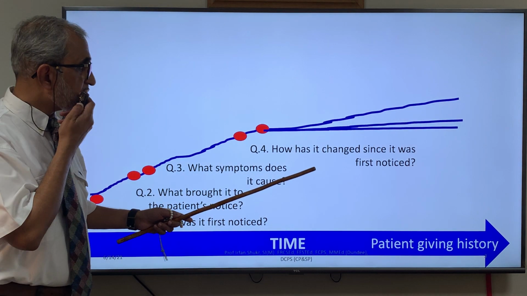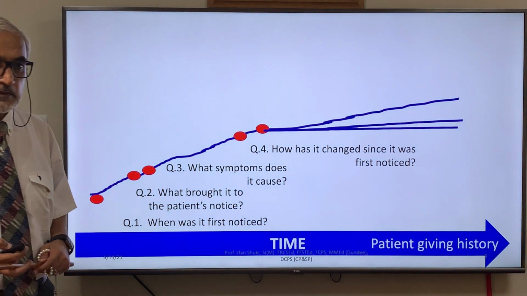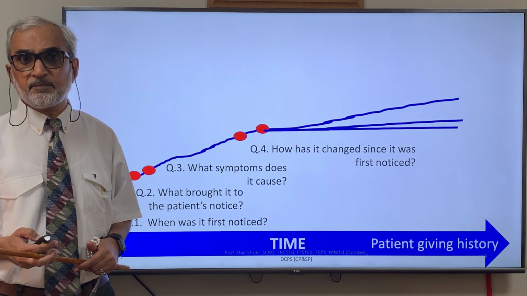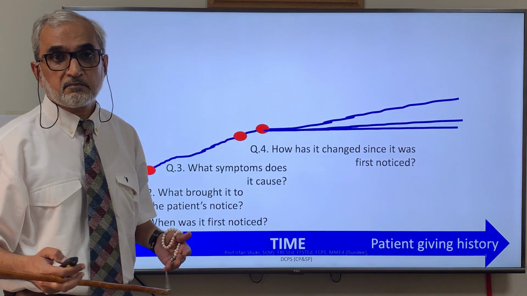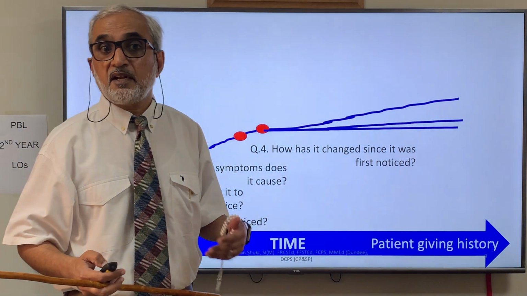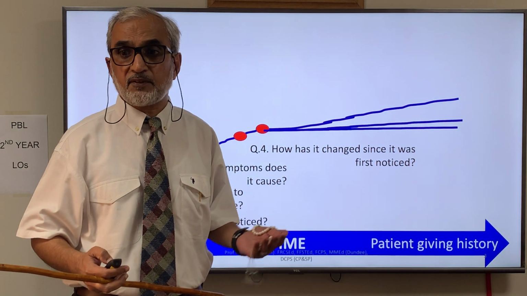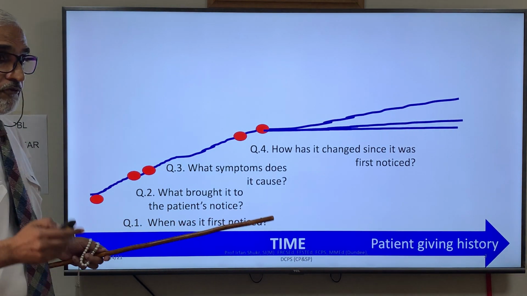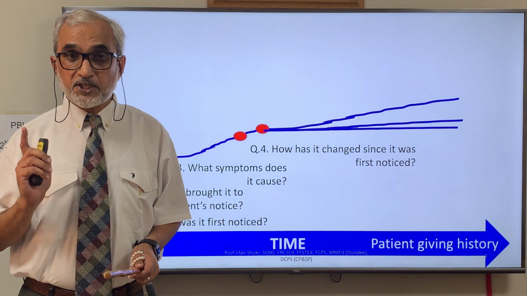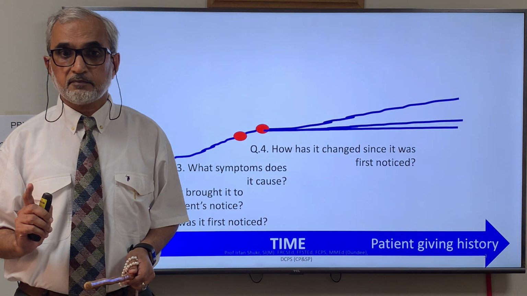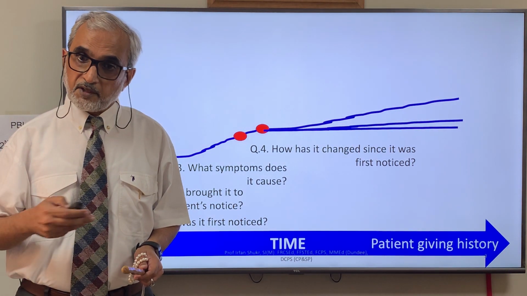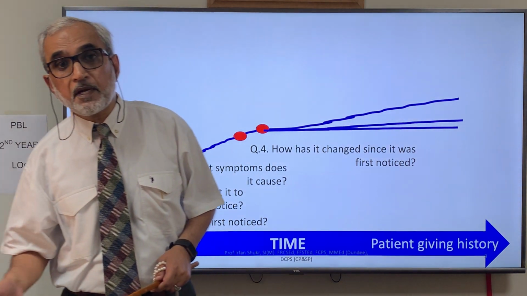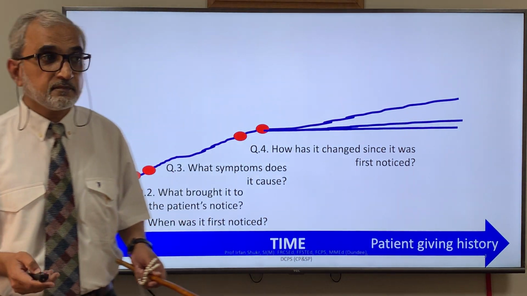How has it changed since it was first noticed? So when the patient has noticed this, the patient may not come next day. Usually they come days after that, weeks after that, and months after that. So therefore, it is important to ask him, when you first noticed, has any change occurred in the swelling? Has it increased, remained same, decreased? Or he might have noticed that it had disappeared and again reappeared.